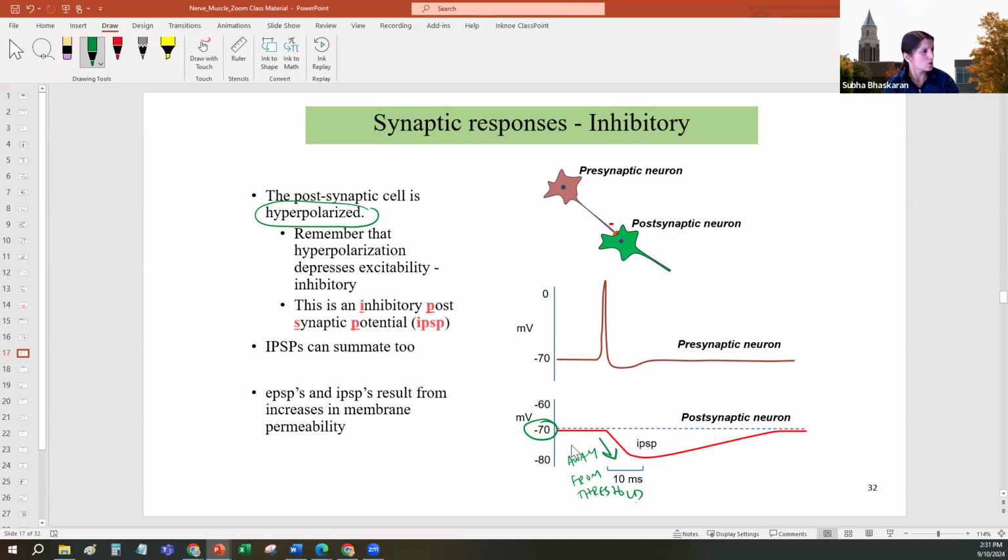Are we clear, guys? So if I have a question, let's say EPSP, is it a graded or an action potential? Graded. Is it excitatory or inhibitory? Excitatory. Great. And then is it getting the VM close to threshold? Is it trying to bring it close to threshold? Yes. Okay.